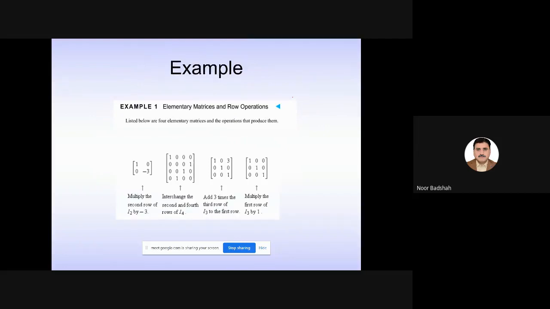These are some examples of elementary matrices. Listed below are 4 elementary matrices and the operations that produce them. The first one is multiplying the third row of the identity matrix by -3. We have 1 0 0, 0 0 1, so we get 0 -3. Which operation is applied? The second row is multiplied by -3. This is an elementary operation.